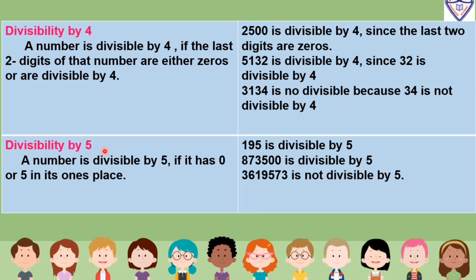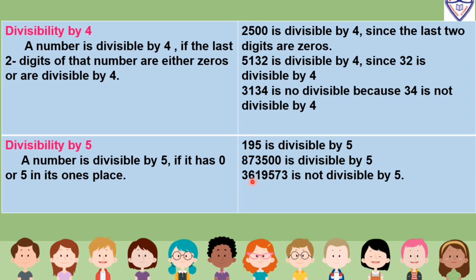Now divisibility by 5. A number is divisible by 5 if it has 0 or 5 in its ones place. So we have to see if 0 or 5 is in the ones place, then that number is divisible by 5. See, for example, 195 is divisible by 5 because in the ones place, 5 is there. So it is divisible by 5. Now second, 8,73,500 is divisible by 5 because in the ones place, 0 is there. So it is divisible by 5.